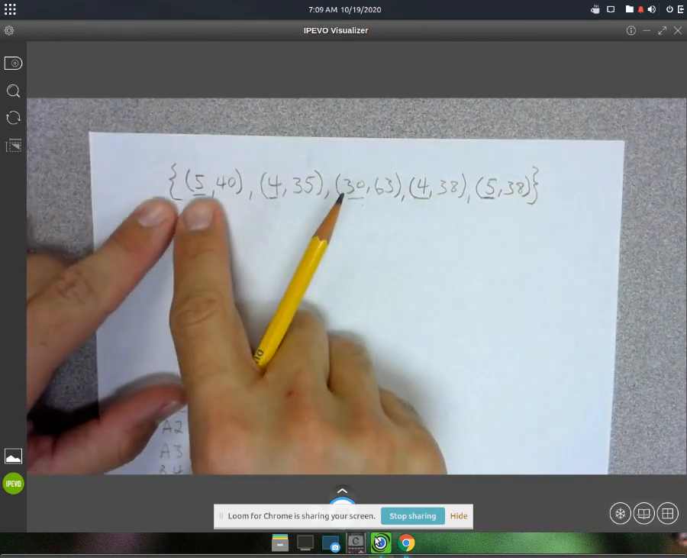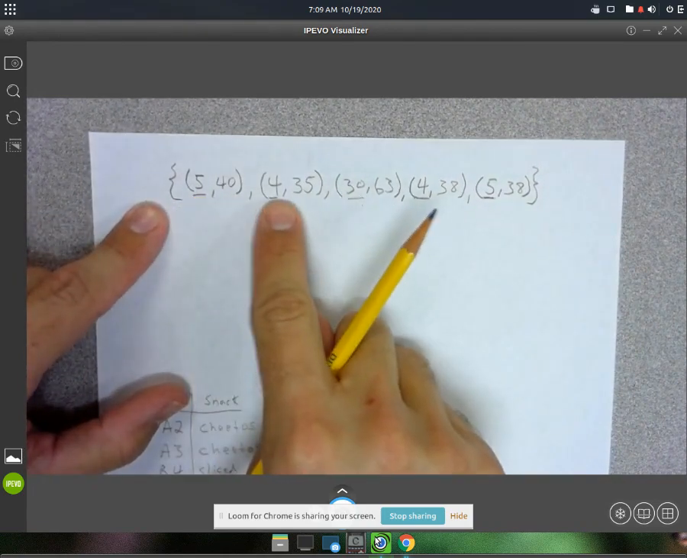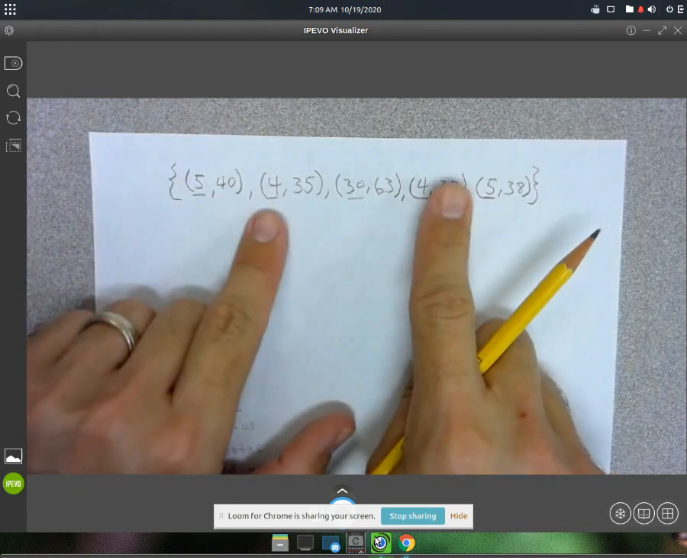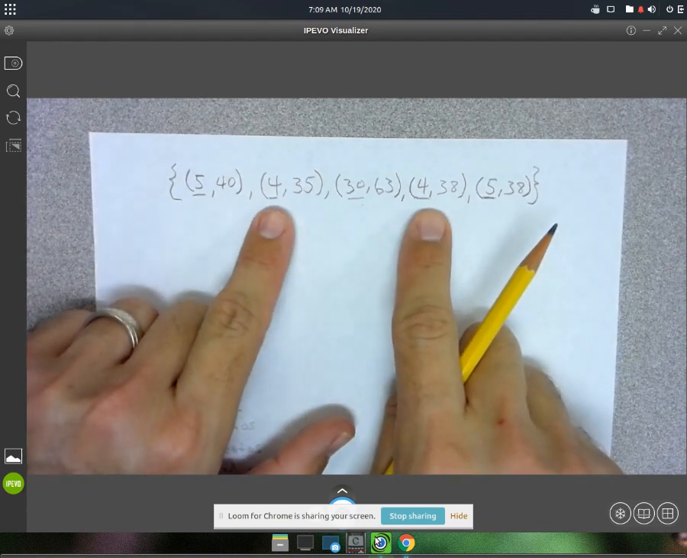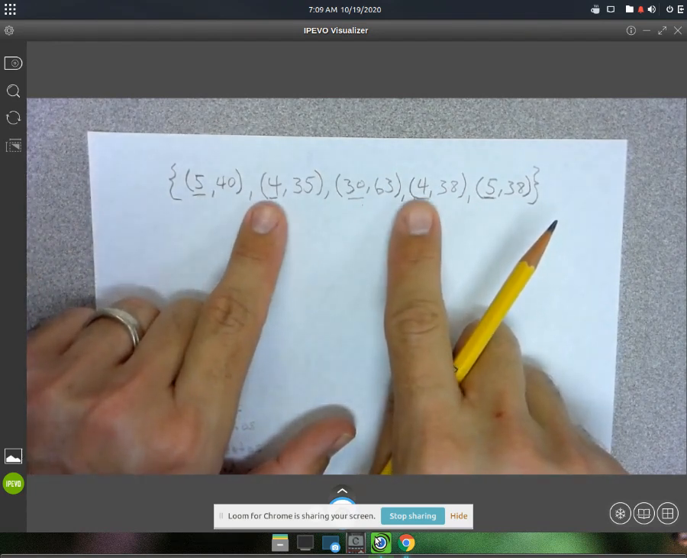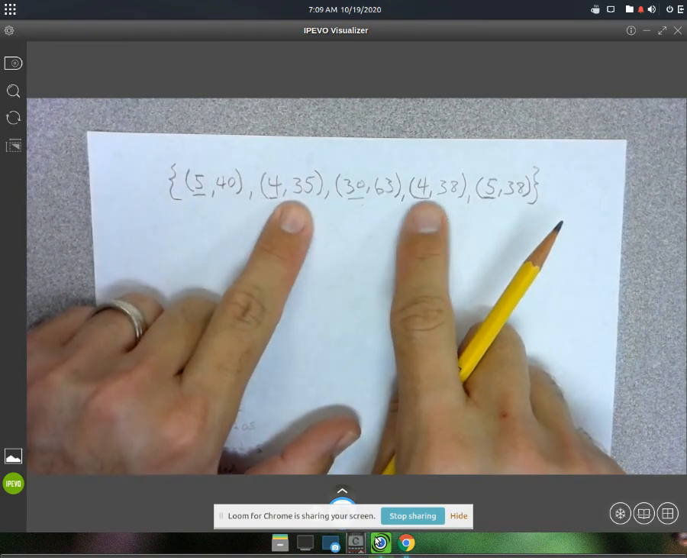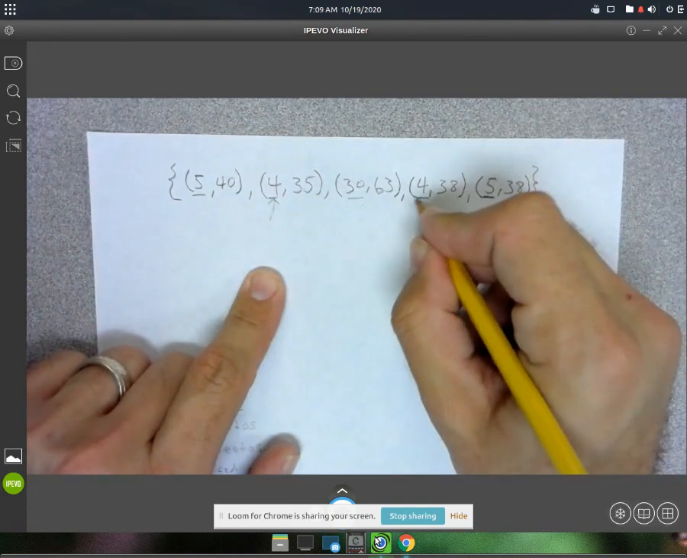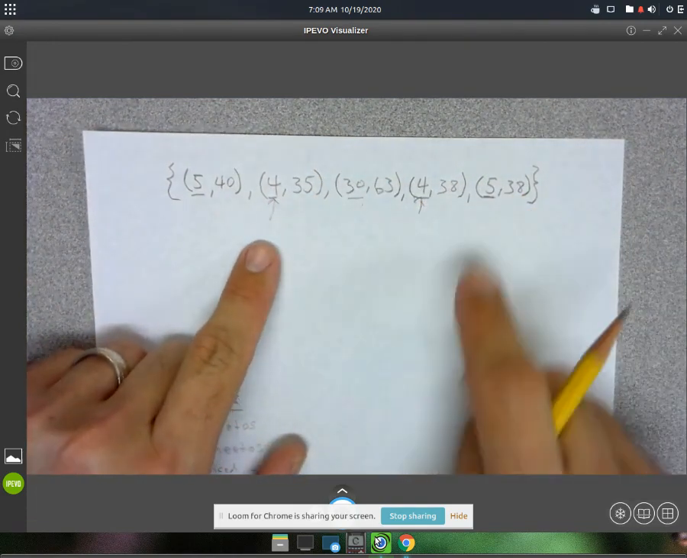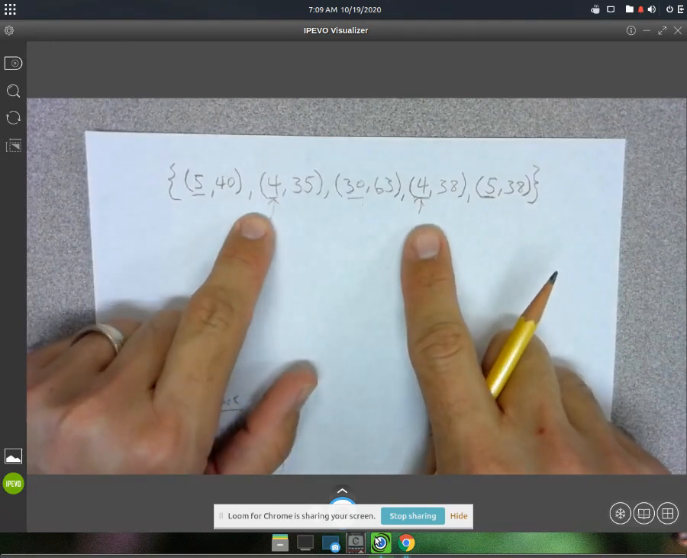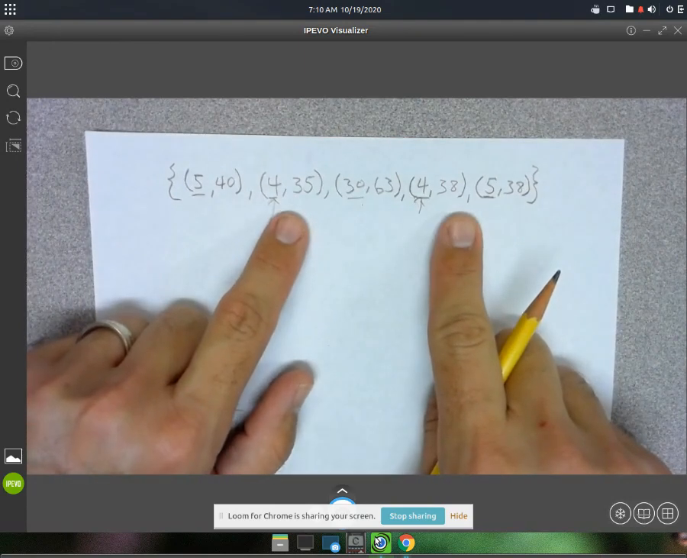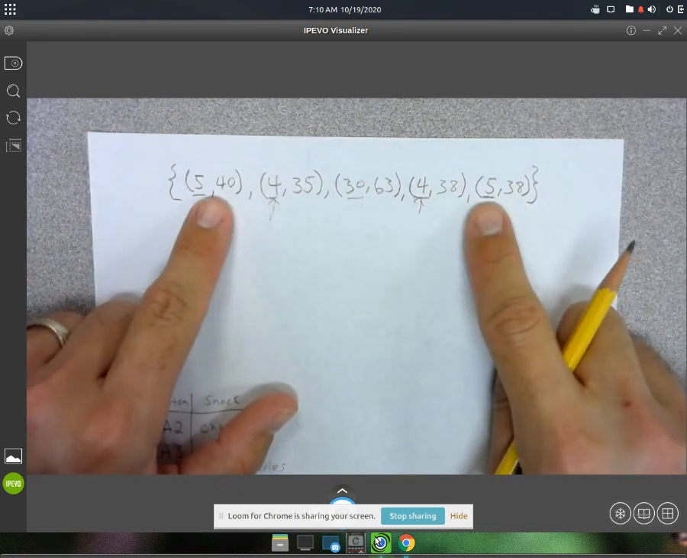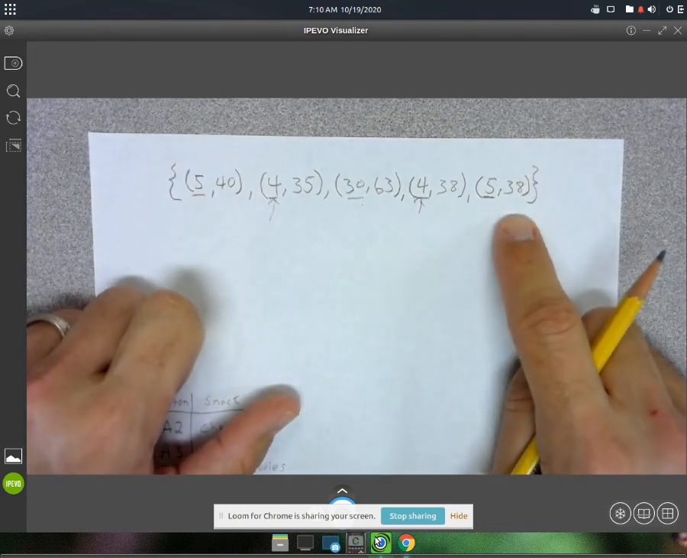If you look here, 5 goes to 40, 4 pairs to 35, 30 pairs to 63, 4 pairs to 38. That is our first indicator that this is not a function, because the 4 is going to 35 and the 4 is going to 38. Remember, these first numbers are your inputs, and because you have the same input going to two different places, it is not a function. You'll also see 5 goes to 40 and 5 goes to 38, so this breaks the rule for being a function.